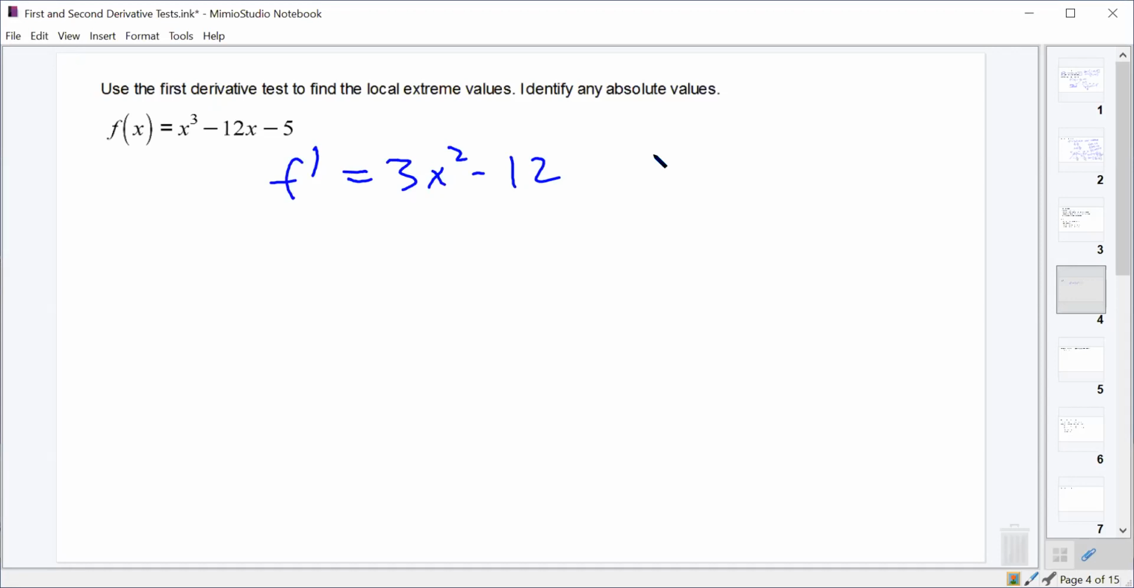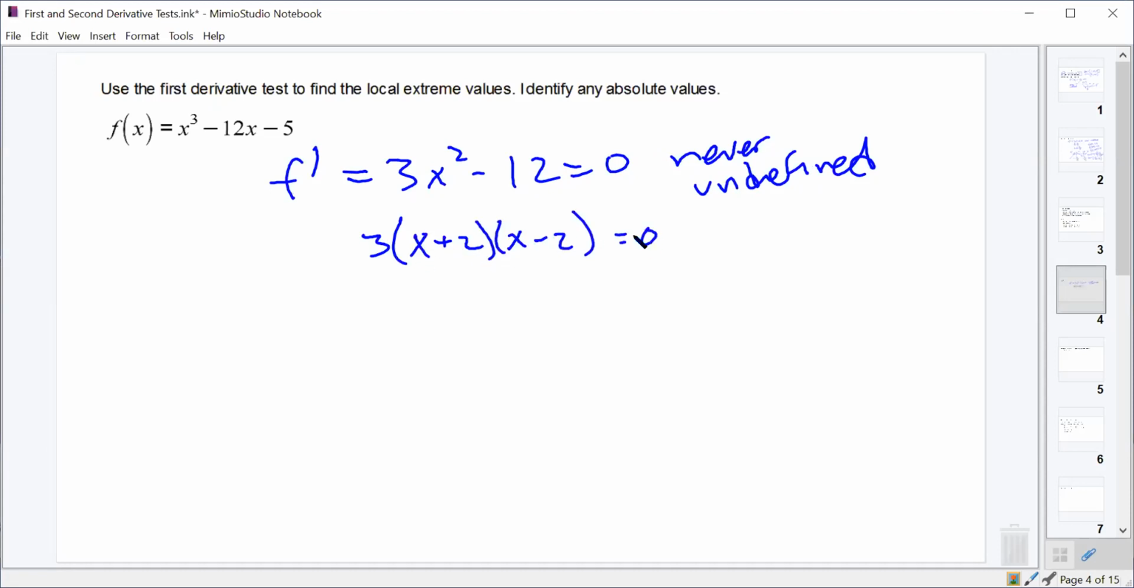And when is that undefined? Hopefully never. And when does that equal 0? We can take out the 3, it becomes 3 times x plus 2 times x minus 2. And so that'd be at x equals positive or negative 2. So we'll make a sign chart and plug in something between negative 2 and 2, like 0. And what do we get, a positive or a negative? Negative. We get a negative, so our function should be decreasing.